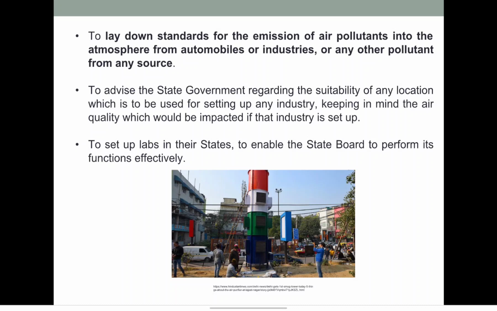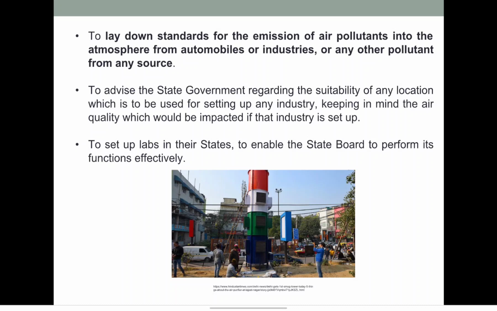So it advises the state government in setting up of such industrial facilities. All of this advice is given by the State Pollution Control Board. Also, it can set up labs in the states to enable the state board to perform its functions effectively.